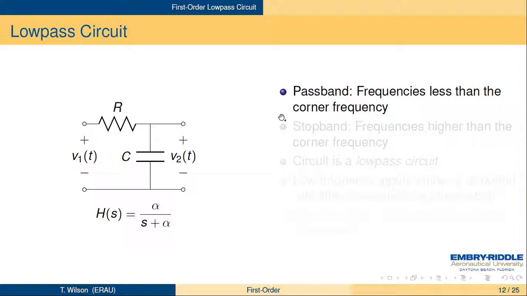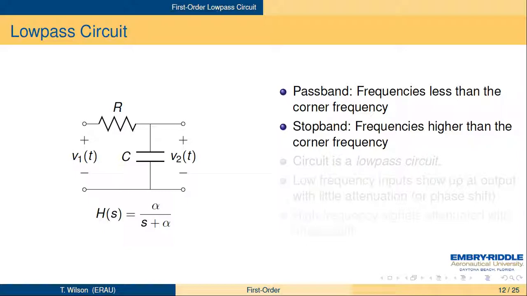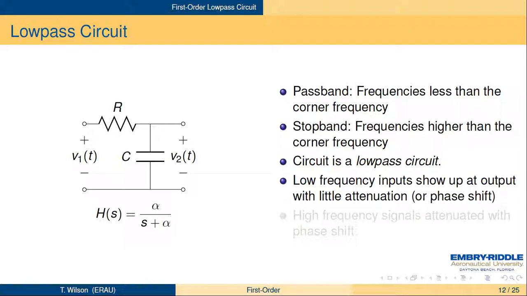So when we do our low-pass circuit, we have a pass band. You can define it arbitrarily, but we're going to take just frequencies less than the corner frequency. As long as half the power or more of the incoming signal gets through, we'll say that's passing the signal. The stop band is frequencies higher than the corner frequency, where it attenuates more than half the power. We call this a low-pass circuit because it passes the low frequencies. The low frequency inputs show up with little attenuation or phase shift at the output, whereas the high frequency signals get attenuated with a phase shift.